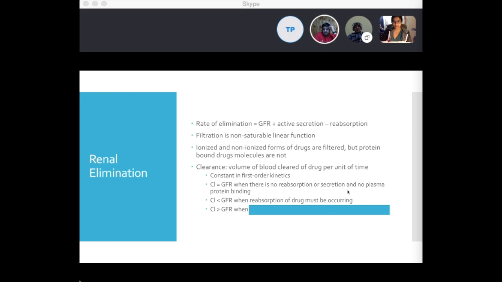So when the clearance is less than the filtration rate, that means there's more reabsorption of the drug occurring, and yes, there could be more plasma protein binding because it's stuck in the body and not being filtered and cleared out as much. It might be more related to a different concept. So if the clearance is greater than the filtration rate, now what does that mean? You got active secretion. Yeah. So the drug is being added to the filtrate, being secreted out of the system.